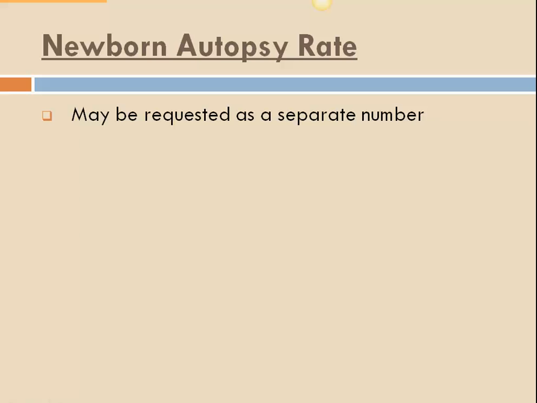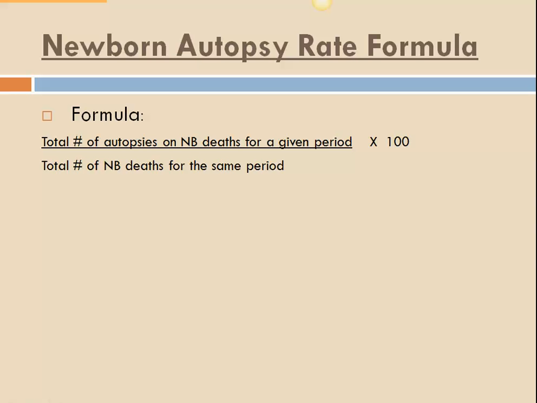Okay, newborn autopsy rates. These may be requested as a separate number, and if they are, the formula is a fairly simple one. It's the total number of autopsies that were conducted on newborn deaths for a given period divided by the total number of newborn deaths for the same period, and then multiplied by 100.